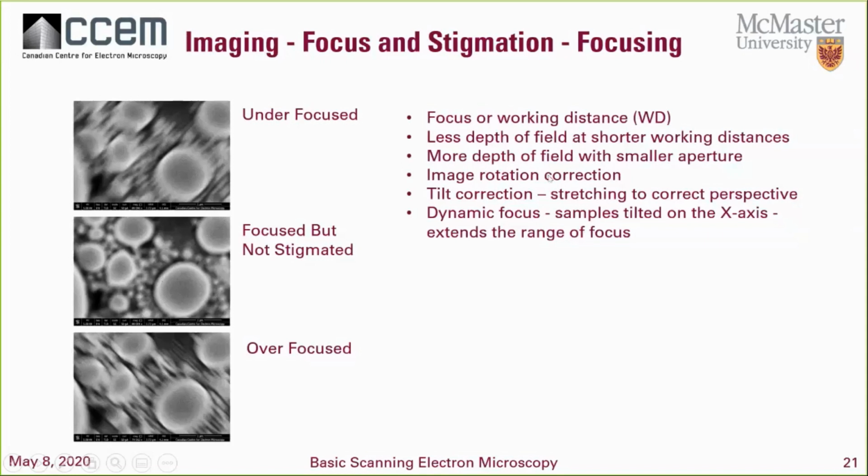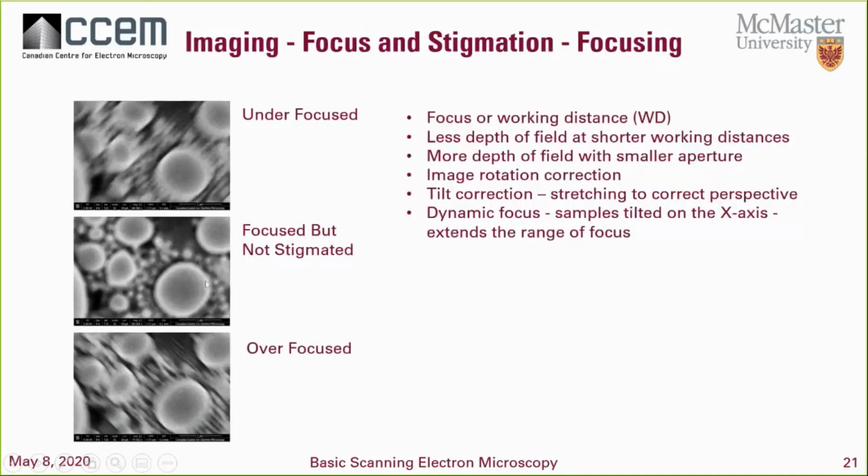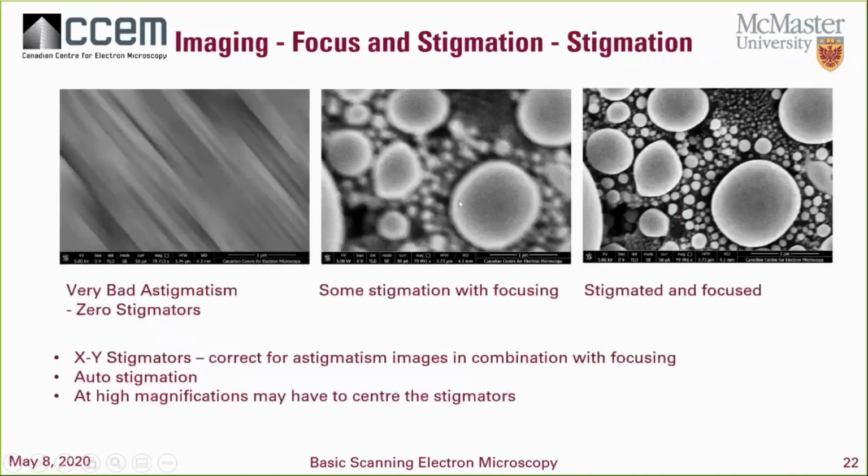There are some other things that will affect what you're looking at as well. With very bad astigmatism, you will see circular or rounded objects look like lines. When you get into a case like that, it's very important to set the XY stigmators back to 0. So here we can see we've done a little bit of stigmation, so we've improved a little bit from this image.